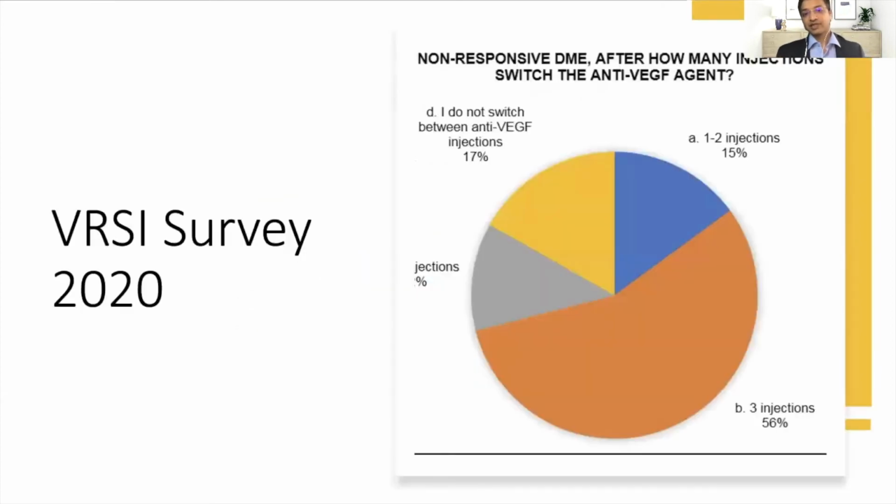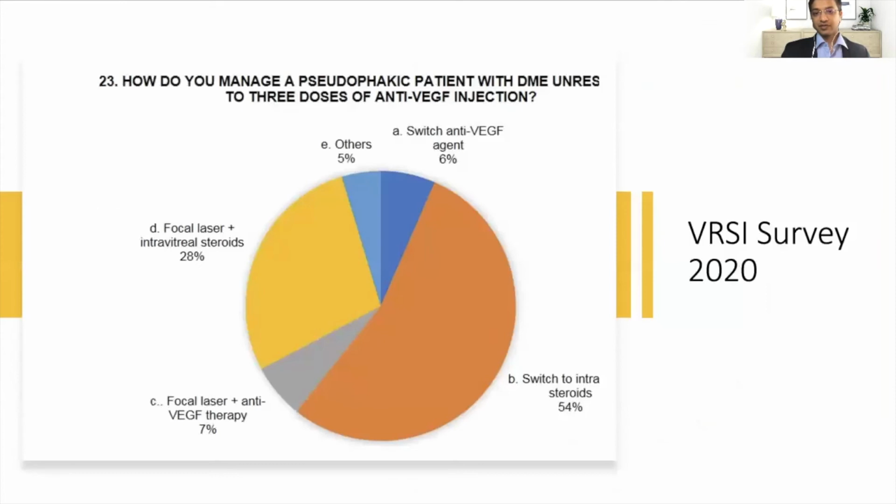So what's the practical reality at this point of time? VRSI did a survey this year and asked the retina specialists after how many injections they would switch from one injection to another, and typically 2 to 3 injections is what we would look at before switching the patients to another injection. And usually the switch would not be to another anti-VEGF but rather to a steroid such as dexamethasone implant or Ozurdex.